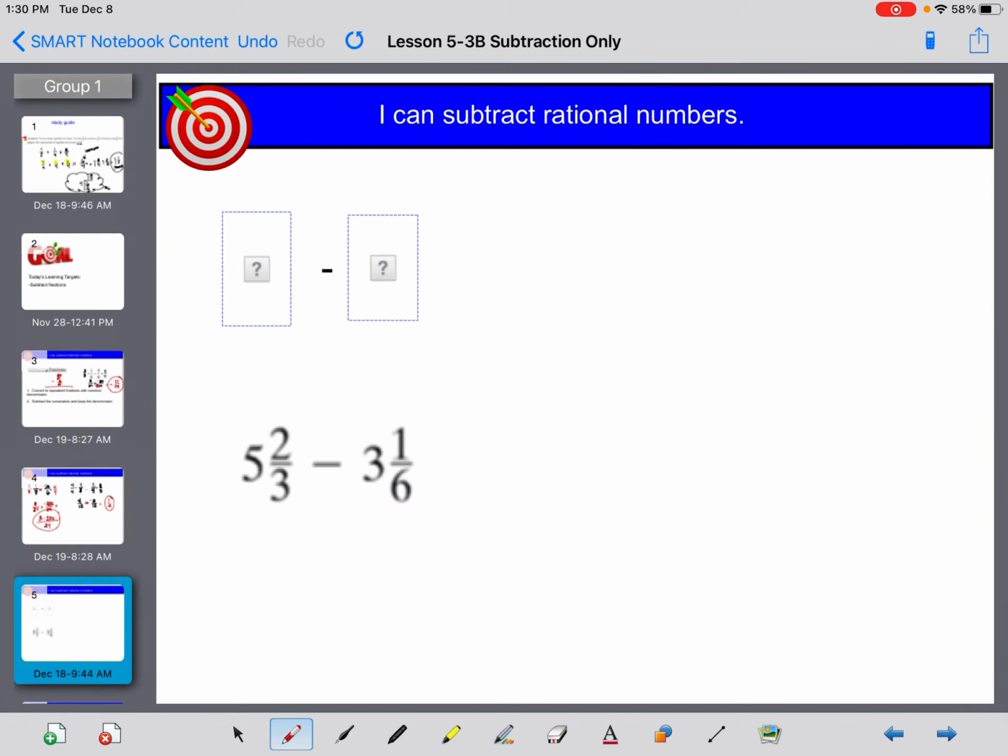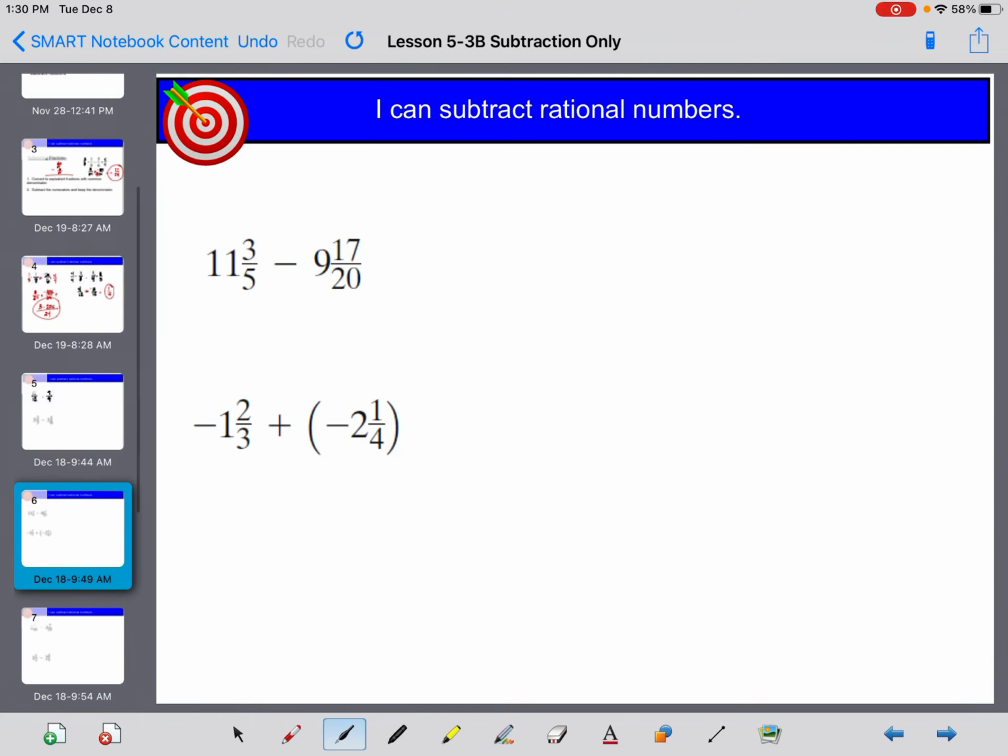All right, now it's time for you to try. The first problem here is 11/12, this is in your notes, minus 7/9. And then try 5, okay, let's just try this one, 11/12 minus 7/9.